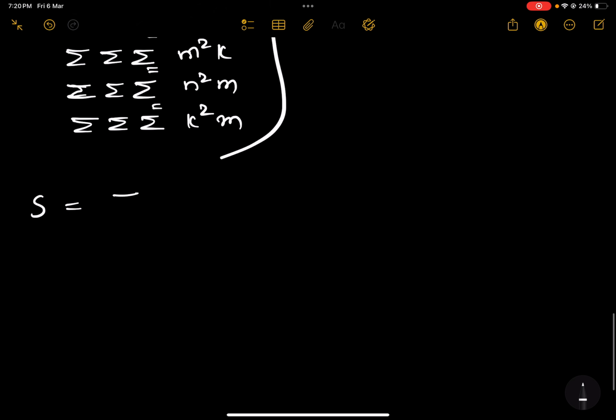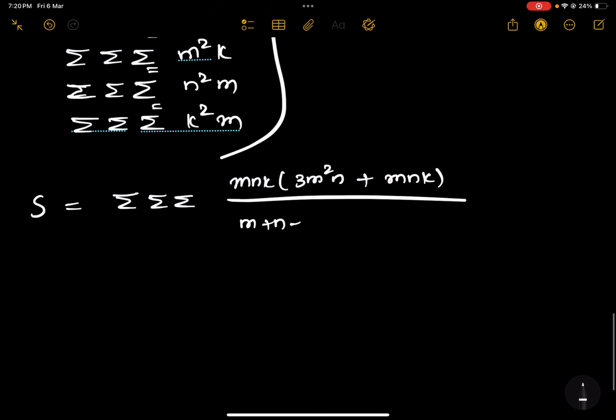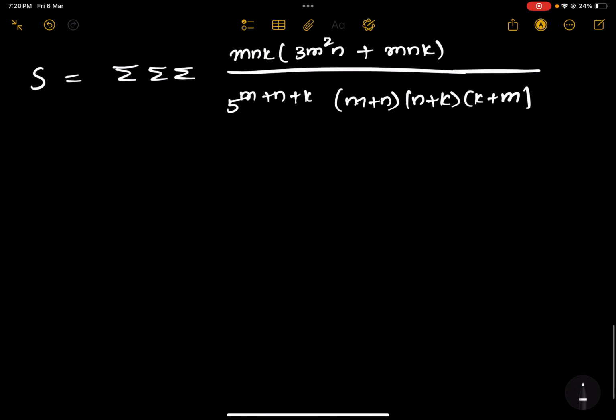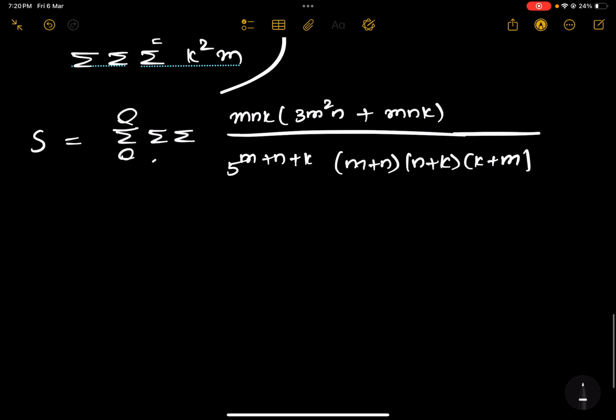So let us denote the summation we have as S, and you have m n k (3m square n plus m n k) upon (m plus n plus k), 5 to the power m plus n plus k multiplied by (m plus n), (n plus k) and (k plus m). This is the summation we have. All right. Now we will take care of the limits later. For now I am not putting the limits. All right. Here we have the limits as well. So this is the summation we have.